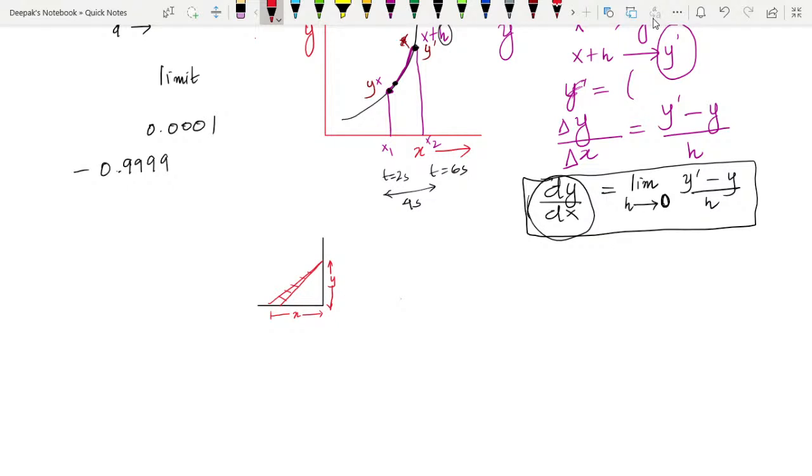Okay, now suppose you change x. You change x means you place the ladder somewhere else. Maybe now you place it here. Okay, I'll draw another diagram. Just wait.